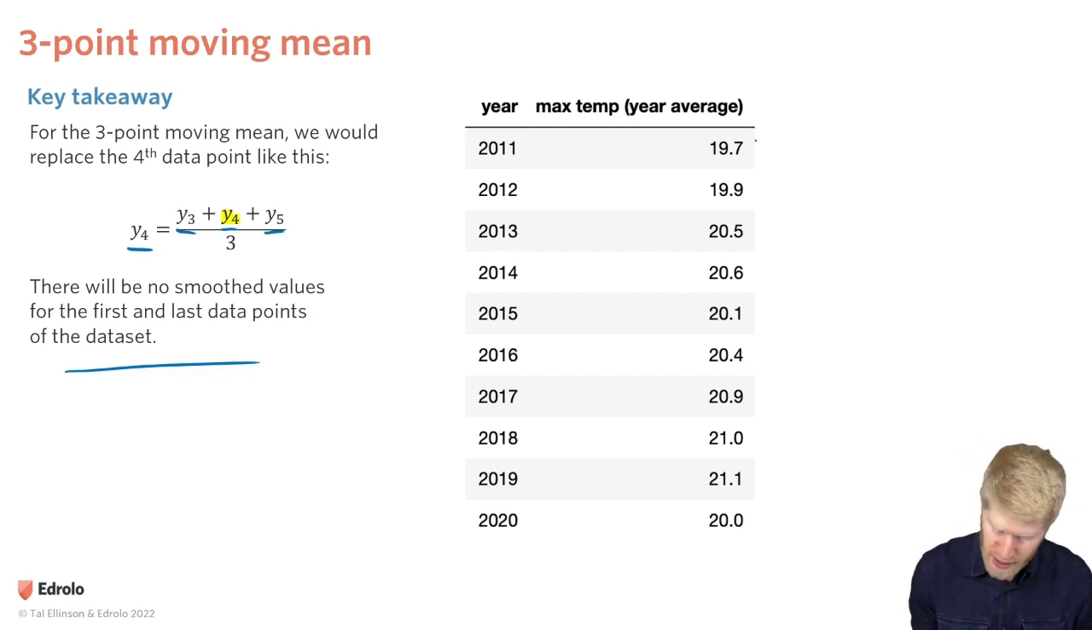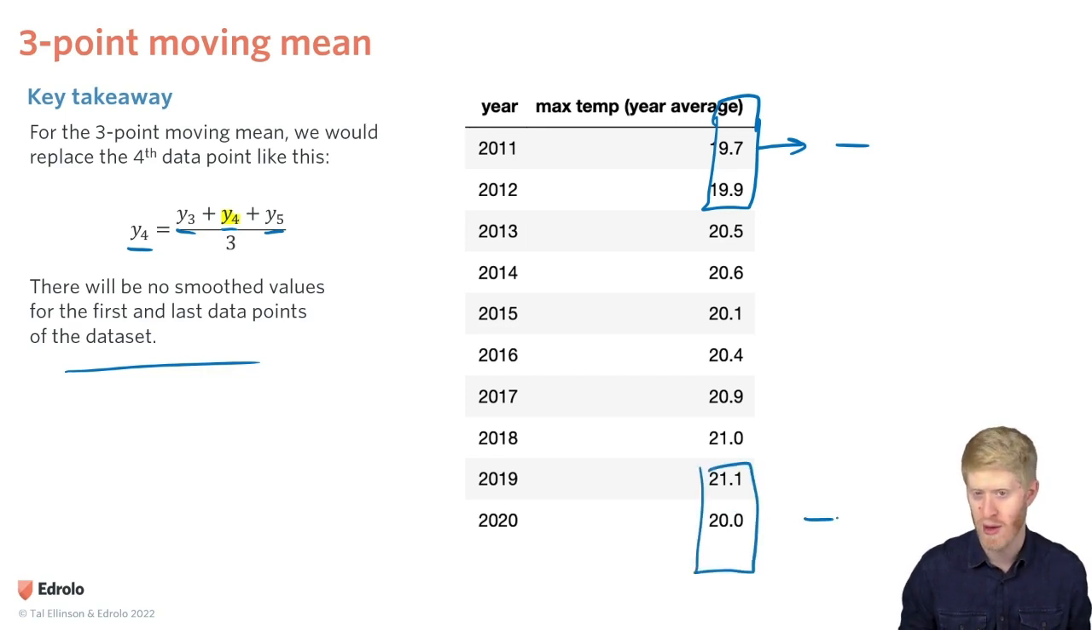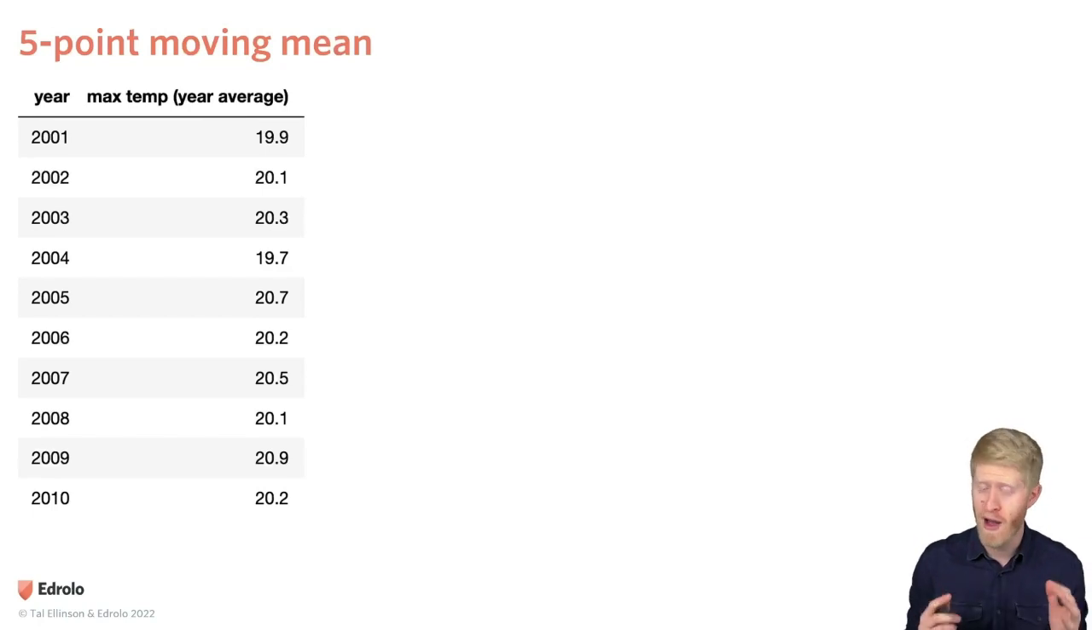point of the data set, because if you want to replace 2011, you would have to take the one above, the one there, and the one below, and we don't have the one above, so we end up getting no value for that one, and by the same principle, we would have no 3-point smoothing mean for the last point as well. All right, what if you're asked to do a 5-point smoothing mean?